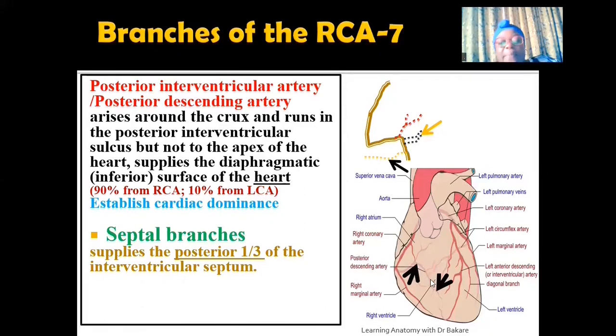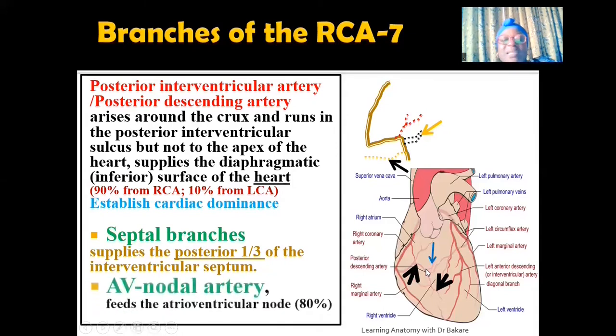and you see it trailing towards the apex. The posterior interventricular artery also further gives off two branches, which are the septal branches. These are the septal branches here, arrowed in blue. These septal branches supply the posterior 1/3 of the interventricular septum. We know the interventricular septum is the septum that divides the right ventricle from the left ventricle. So at the posterior part, because this emergence will be behind, it's going to be supplying the posterior 1/3 of the interventricular septum.